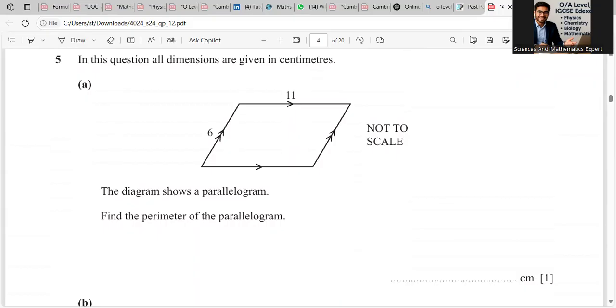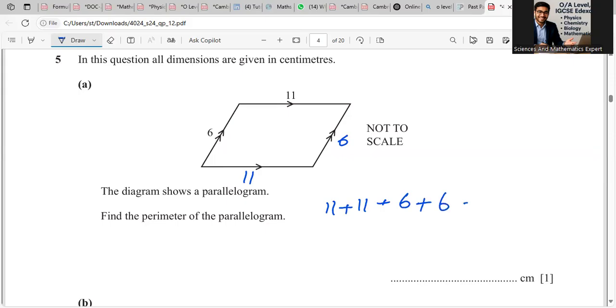In this question, the dimensions are given in centimeter. The diagram shows a parallelogram. Find the perimeter of the parallelogram. In a parallelogram, opposite sides are parallel and equal. It is 6 also, and it is 11 also. So 11 plus 11 plus 6 plus 6, that is 22 plus 12, so I will get 34.